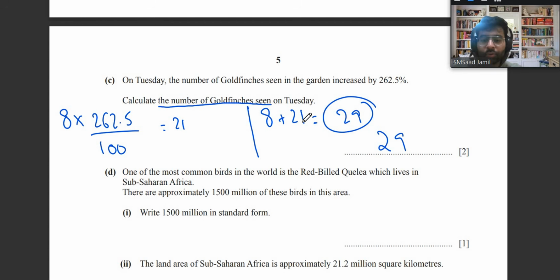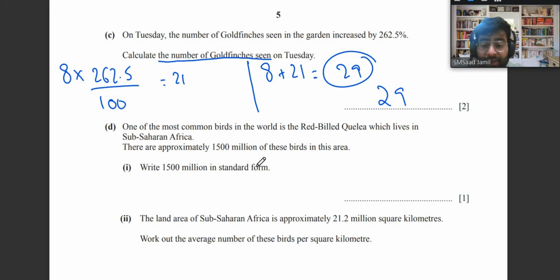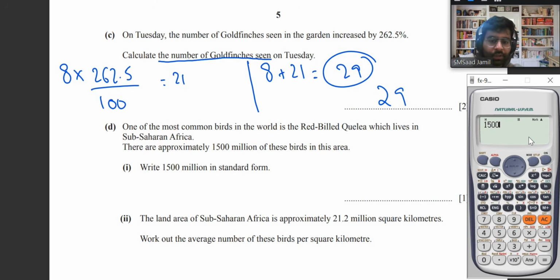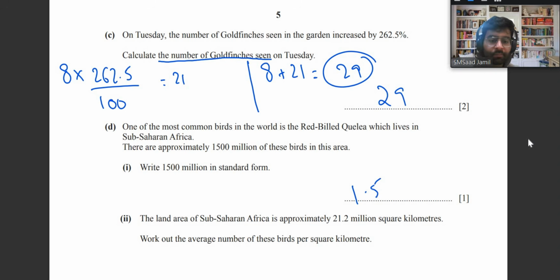Next part, it says one of the most common birds in the world is the red-billed quelea, which lives in sub-Saharan Africa. There are approximately 1500 million of these birds in the area. Write 1500 million in standard form. So guys, there are 6 zeros in a million, so write 1500 and 6 more zeros. 1 2 3 4 5 6. Then press shift, ENG, so this becomes 1.5 multiplied by 10 raised to power 9. So that's how you do this.